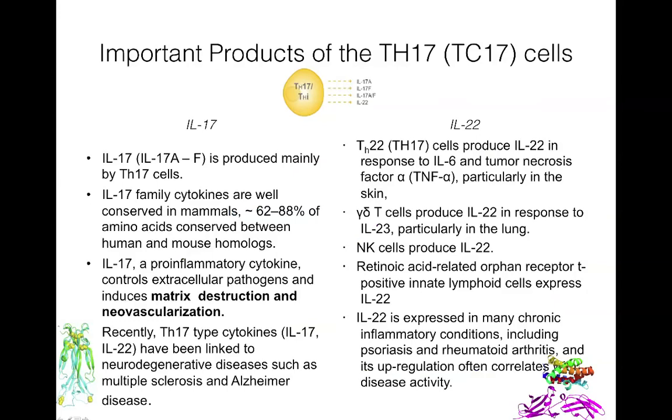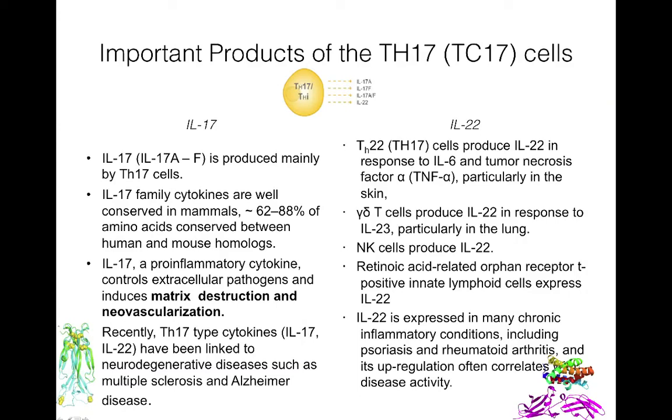Now, why are we so worried about these products of all of these pro-inflammatory cells, including the Th1 and Th17? Well, two of these have been known to be associated with severe inflammatory disease. The first one is IL-17, interleukin-17, from which the name Th17 comes. We know that it's involved in the destruction of the areas between the cells, and also in new blood vessel production or neovascularization. It's also been linked to neurodegenerative diseases such as multiple sclerosis and Alzheimer's disease.